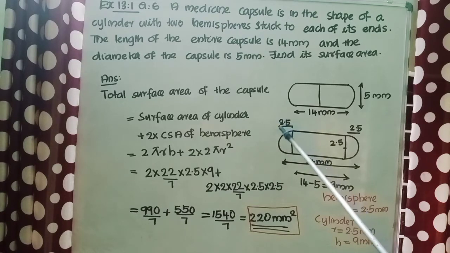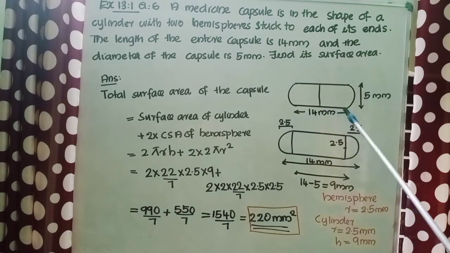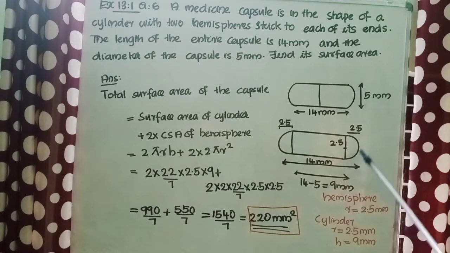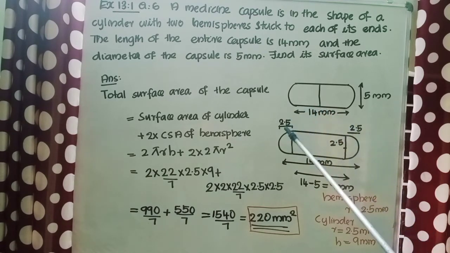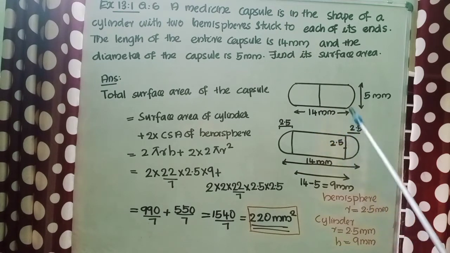So we can say the height of this hemispherical portion is 2.5 millimeter. Here also one hemisphere. So there also the height of the hemispherical portion is 2.5 millimeter. The total length is 14 millimeter. Both the ends 5 millimeter is for the hemispheres. So the length of this cylindrical portion is 14 minus 5, that is equal to 9 millimeter.